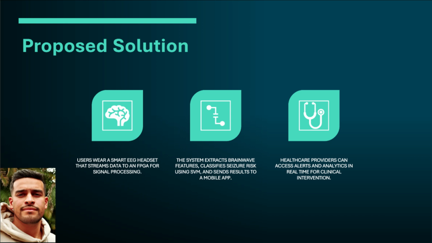So this is our proposed solution that we intend to implement. In a basic sense, a user will wear a smart EEG headset that will stream the data to a field programmable gate array for signal processing. The system will extract brainwave features, and these brainwaves will consist of alpha, beta, delta, gamma, and theta signals that will use a support vector machine and send the results to a mobile app.